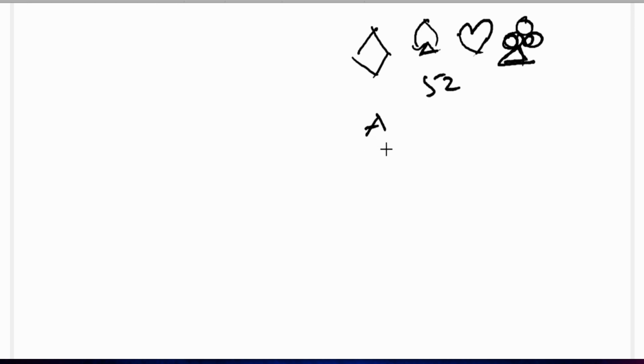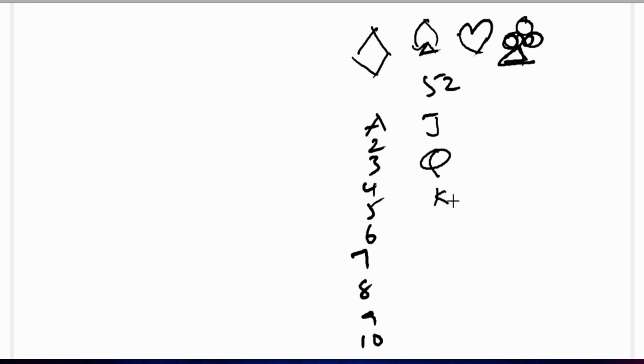A, ace, 2, 3, 4, 5, 6, 7, 8, 9, 10. Then jack, queen and king. So we have a diamond jack, diamond queen and diamond king, and of course spade jack, spade queen and spade king. So for each kind we have 3 face cards, totally 12 face cards in the deck of cards.